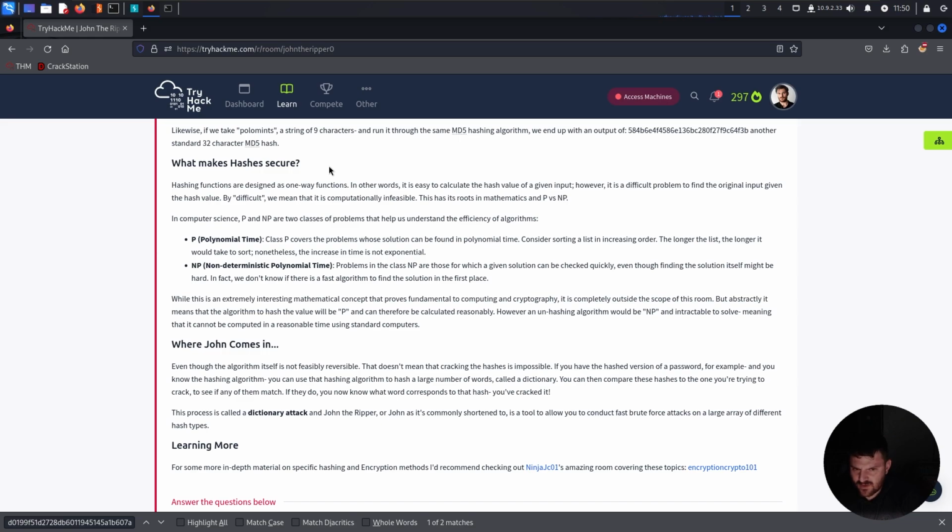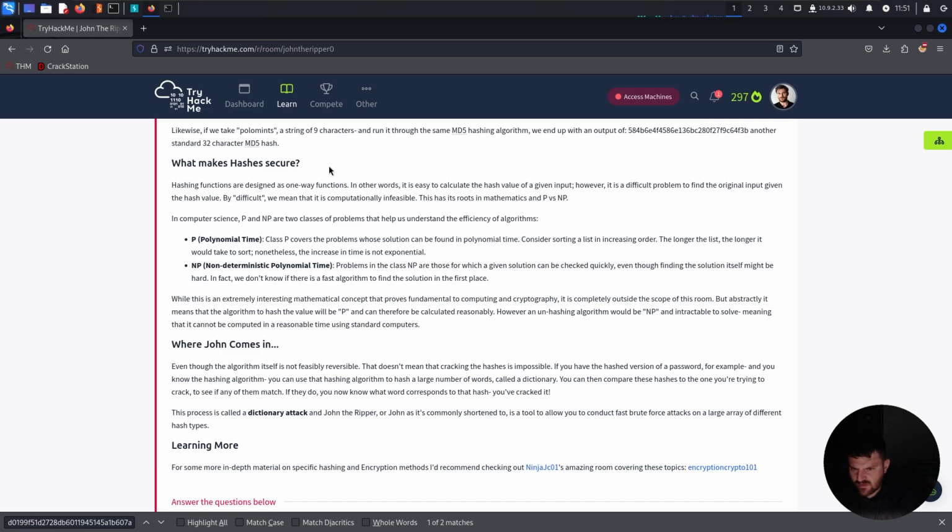NP is non-deterministic polynomial time. Problems in the class NP are those for which a given solution can be checked quickly, even though finding the solution itself might be hard. In fact, we don't know if there's a fast algorithm to find the solution in the first place. While this is an extremely interesting mathematical concept that proves fundamental to computing and cryptography, it is completely outside the scope of this room. But abstractly, it means that the algorithm to hash the value will be P and can therefore be calculated reasonably. However, the unhashing algorithm would be NP and intractable to solve, meaning that it cannot be computed in a reasonable time using standard computers. This is where John comes in.